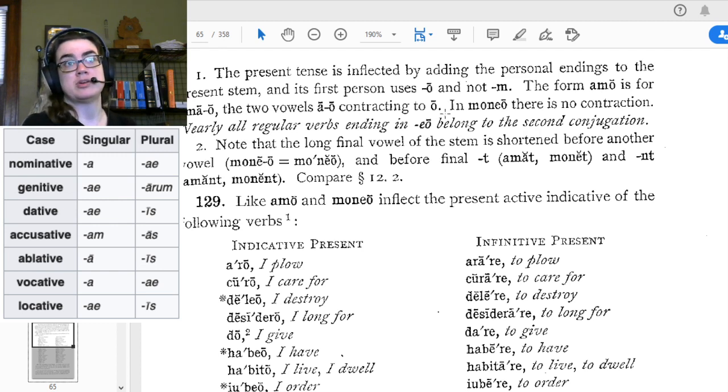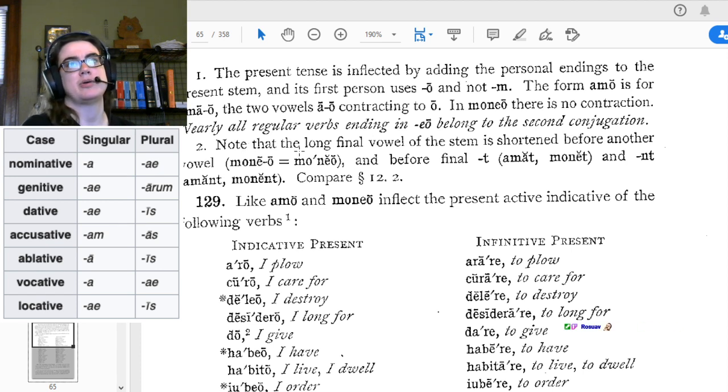The form amo is from amao, the two vowels contracting to O. Moneo, no contraction. Nearly all regular verbs ending in eo belong to the second conjugation. Yeah, that's what I was just saying. That's how I explained it to Roz. Note that the long final vowel of the stem is shortened before another vowel.